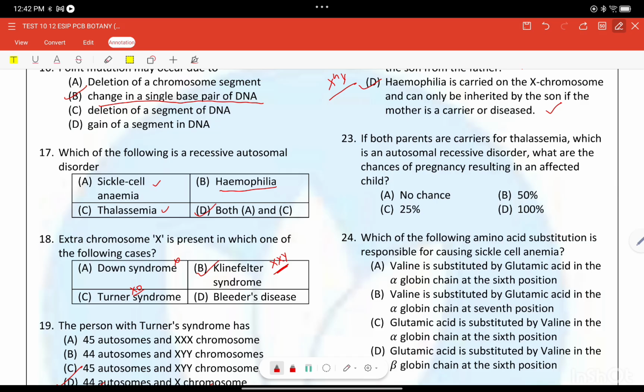If both parents are carrier for thalassemia, which is an autosomal recessive disorder, what are the chances of pregnancy resulting in an affected child? So this would be the product, right? This is the affected child. So 25% are the chances.